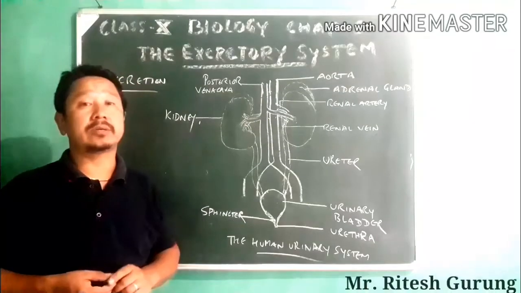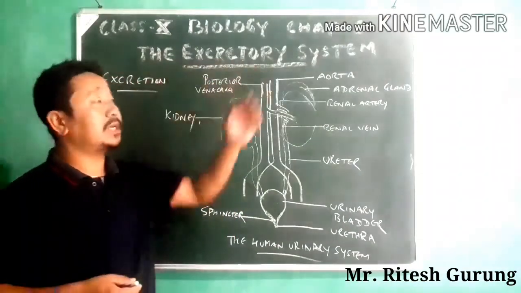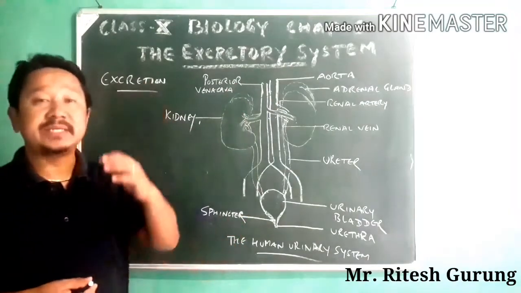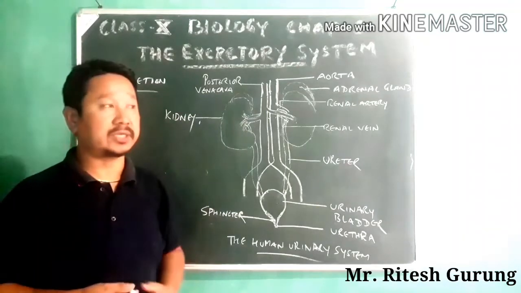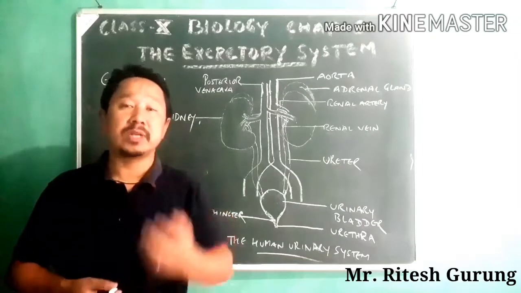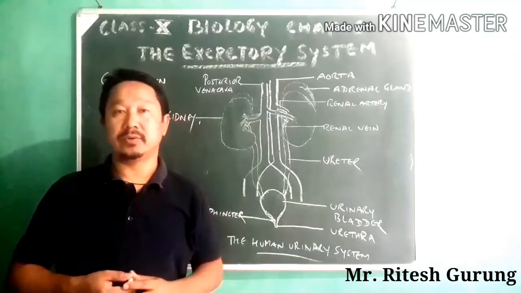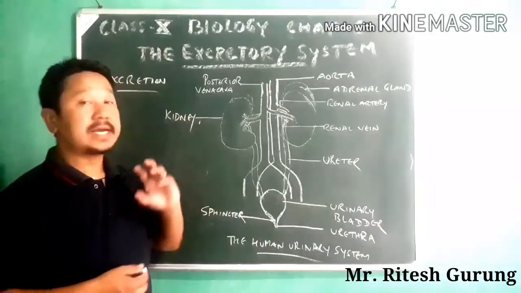Hello class 10, we'll continue a new chapter, chapter number 9, the excretory system. Before going into the system, let me tell you the definition of excretion. Excretion is the process of removal of metabolic waste out of the body. Removal of metabolic waste out of the body is actually excretion.